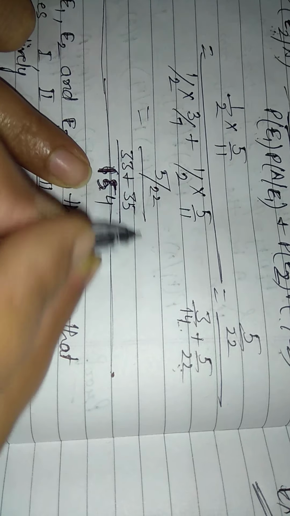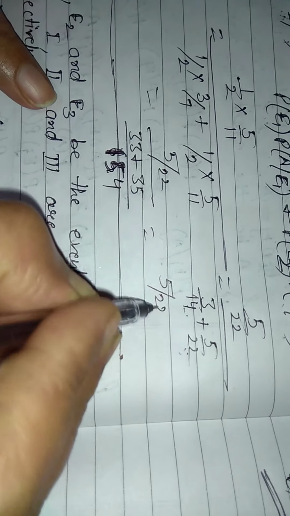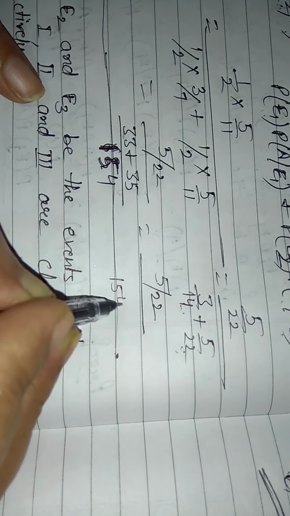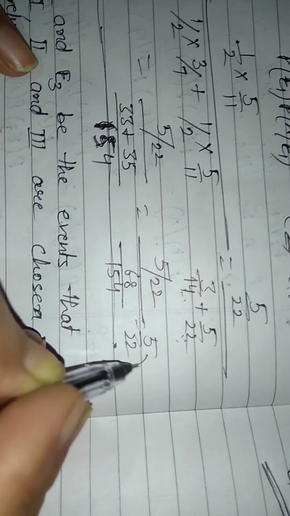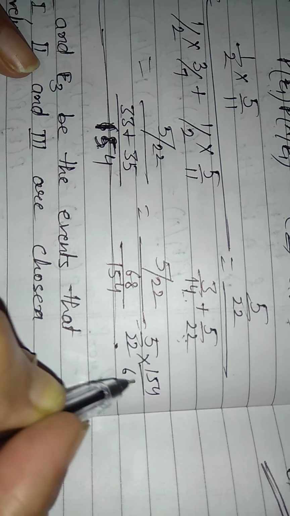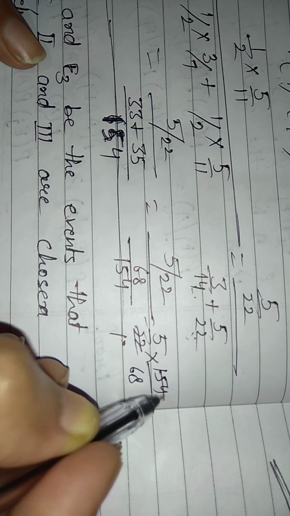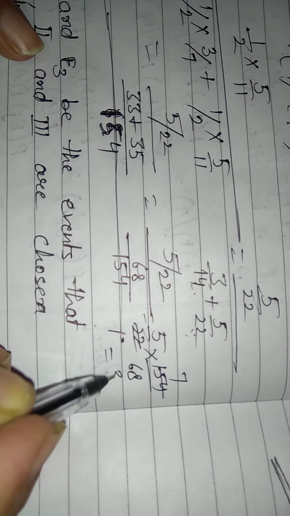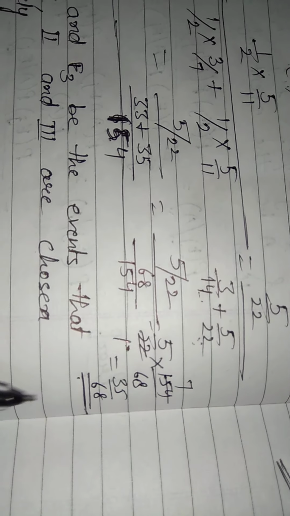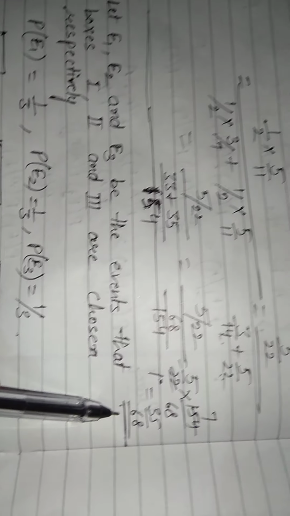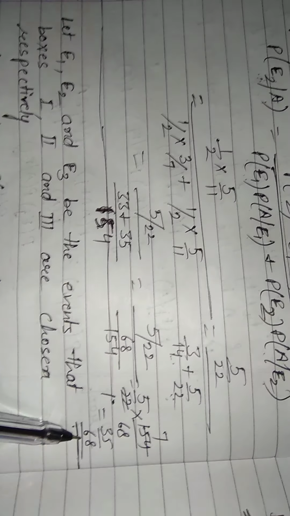7 5s are 35. So 5 upon 22, upon 154 LCM. This is 68. So 5 upon 22, 154 is here, 68 is here, 21 ones are, 21 sevens are. So it is 35 by 68. So this is the probability for choosing the red ball from second bag.